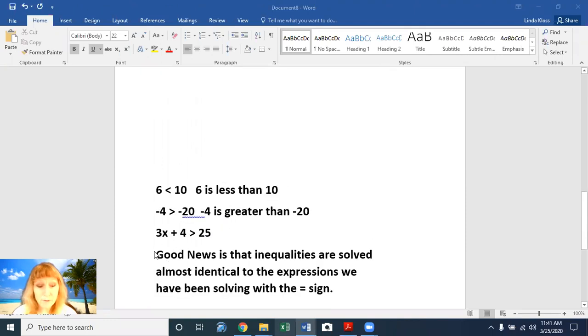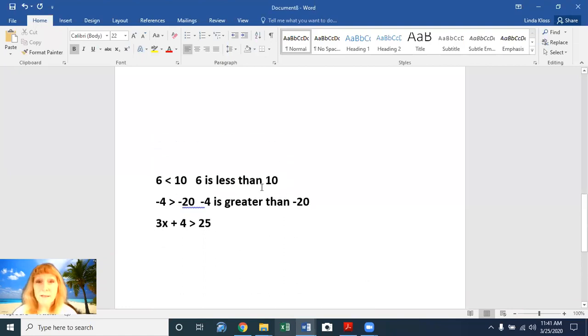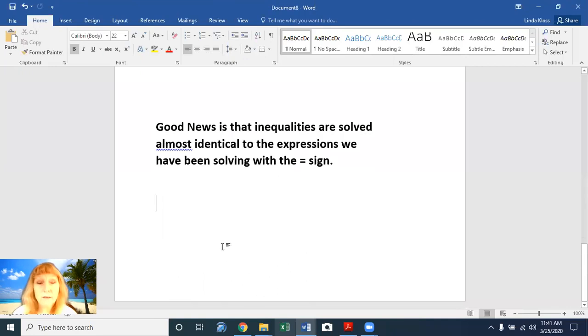So here are some examples. Some examples include 6 is less than 10, -4 is greater than -20, and 3x plus 4 is greater than 25. So that's what we'll be looking at. The good news is that inequalities are solved almost identically to the expressions we have been solving with the equal sign. So there's not going to be much difference. There's a couple of little nuances, but other than that, it's going to be very similar to the last unit. So if you like the last unit, I think you'll find this is just as easy. Okay, let's get started.